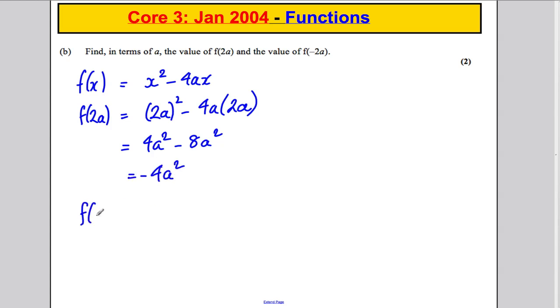Now what's f of negative 2a? Well, you don't have to substitute in. You know it's an even function, so you know it must have the same value as f of 2a. So it's negative 4a squared as well. And you can state because it's even.